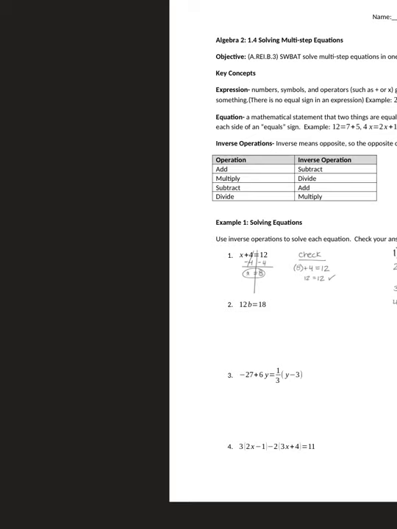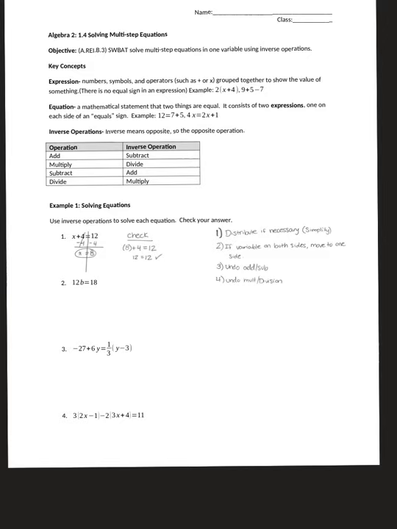If we look at number 2, we have 12b equals 18. So again, I'm going to draw my line representing my railroad tracks. So I don't have anything to distribute. I don't have a variable on both sides of the equal sign. I don't have any addition or subtraction, but I do have multiplication. So what is the opposite of multiplication? It's division. So I am going to divide both sides by 12. Now these will cancel out. 12 divided by 12 is 1. So I'm just left with b is equal to 18 over 12.